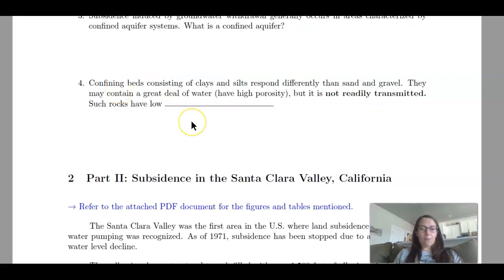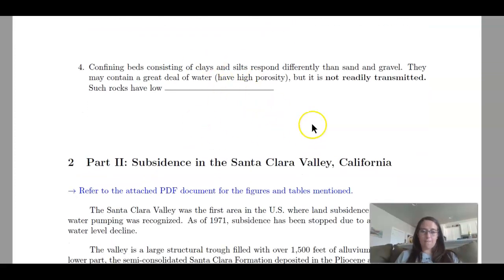Confining beds, number 4. Confining beds consisting of clays and silts respond differently than sand and gravel. They may contain a great deal of water, which means that they have a high porosity, but it is not readily transmitted. Such rocks have low, so the fact that even though they have high porosity, the water contained within is not easily transferred from pore to pore, from space to space, means that there is a low something that is restricting the water from flowing, okay? So that's a big hint. Again, I believe that the beginning of this section will help you with that, as well as lecture or the book.